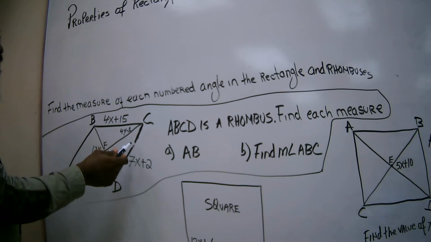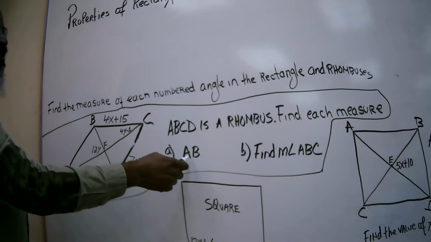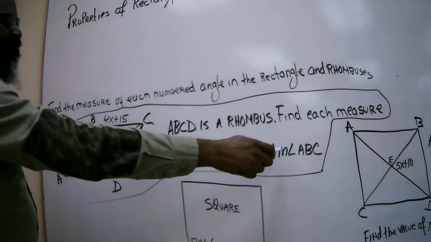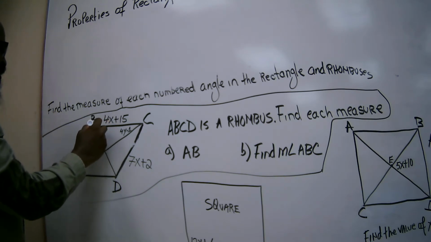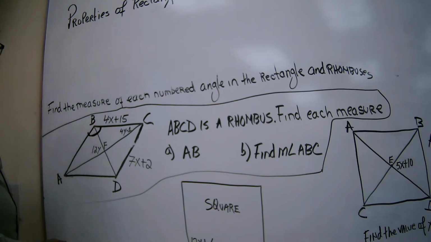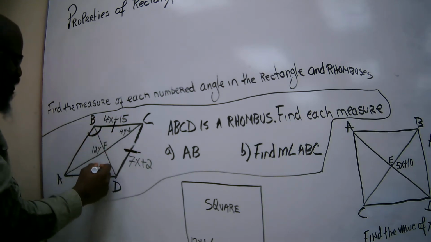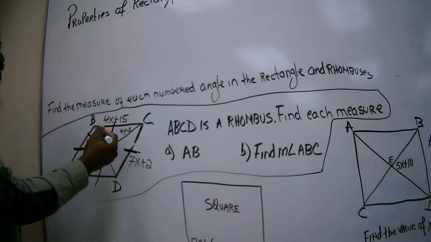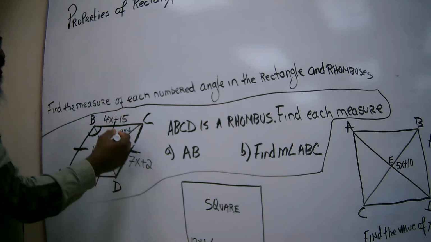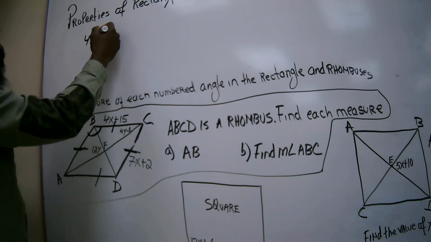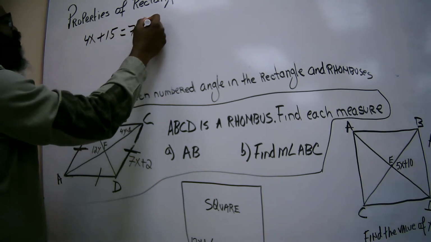It's a rhombus. Alright, ABCD is a rhombus. Find the measure of AB. We need to find AB, and we need to find the measure of angle ABC. This is ABC. We need to find this angle. First, we can find x. It's a rhombus. BC is congruent to DC, and all of the sides are congruent. Therefore, we can let BC be equal to DC. Those two expressions are given to us. Therefore, you will have 4x plus 15 is equal to 7x plus 2.